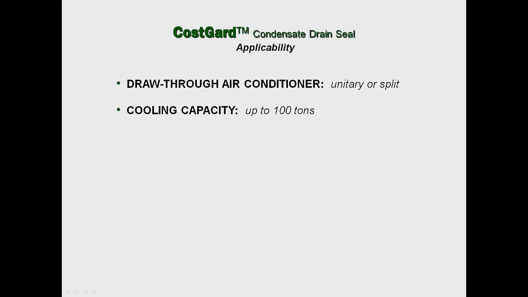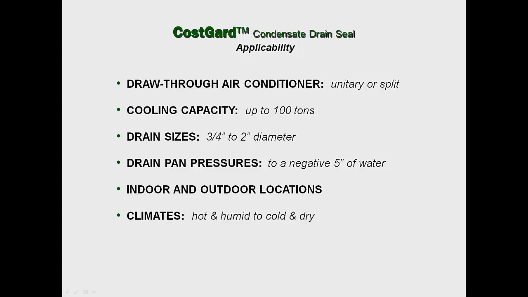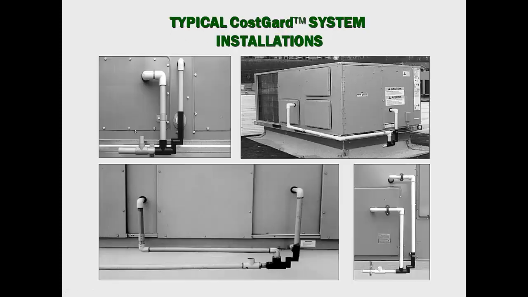The CostGard condensate drain seal is applicable to any draw-through air conditioner, unitary or split, with cooling capacities up to 100 tons, drain sizes 3/4 inch to 2 inches in diameter, drain pan pressures to -5 inches of water, both indoor and outdoor locations, all kinds of climates, hot and humid to cold and dry.